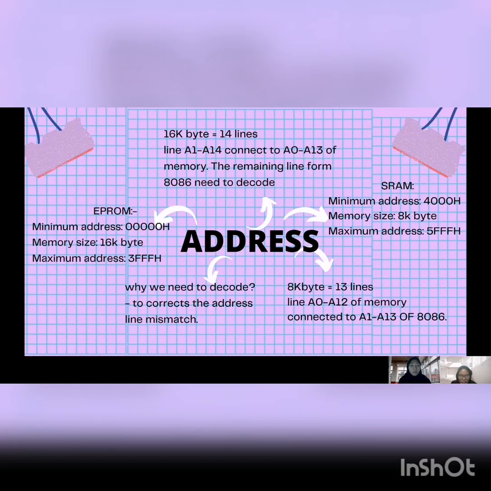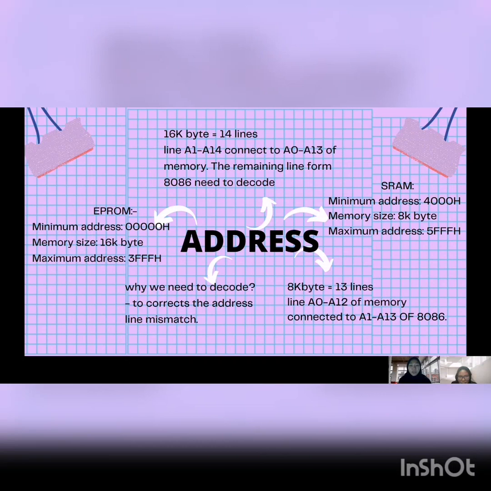So for 16 kilobytes of memory, it consists of 14 lines. The lines from A1 until A14 of the 8086 will be connected to the lines A0 until A13 of the memory, which is our EEPROM. The 8086 consists of 20 lines, which is A0 until A19, so there are lines that are not connected to the EEPROM. This remaining line will be decoded. We need to decode those lines because we want to correct the address line mismatch between the 8086 and the memory. Next, for the SRAM.